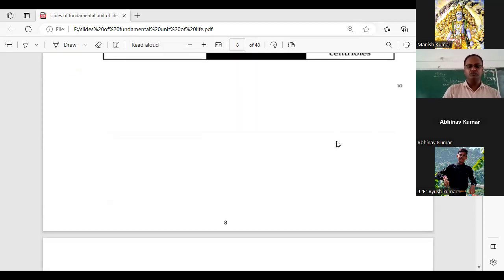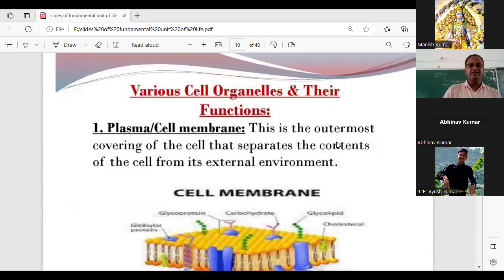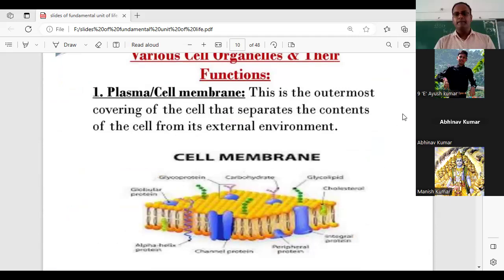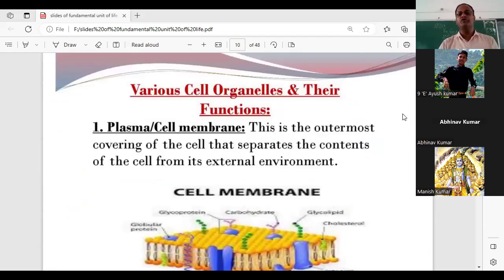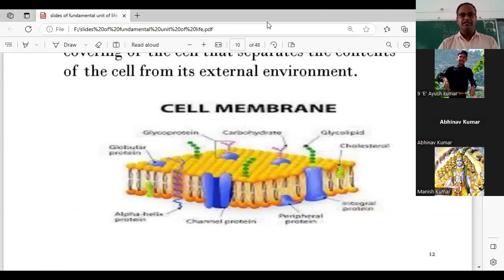Now students, we are coming to our next portion regarding the cell organelles. The first and the most important cell organelle we'll study is the cell membrane or the plasma membrane. From the diagram which is depicted over here, structurally you can see in the diagram which is highlighted on the screen. So plasma membrane is actually the lipid bilayer.